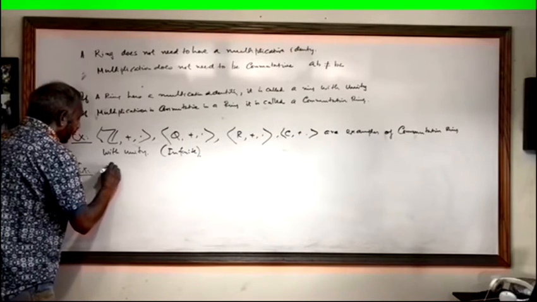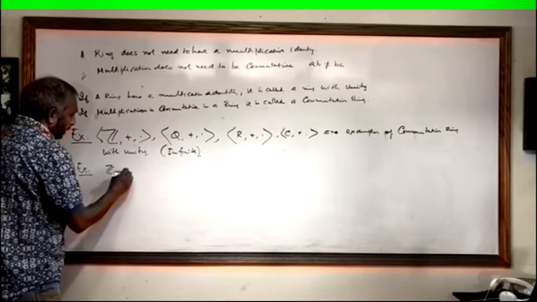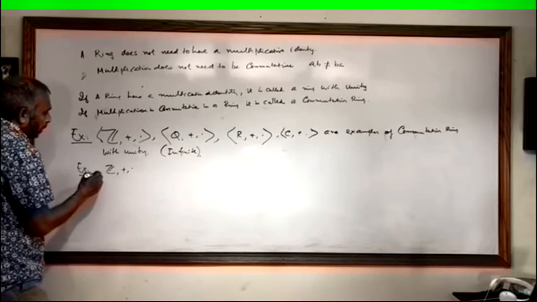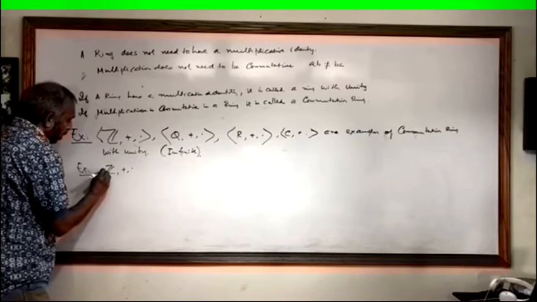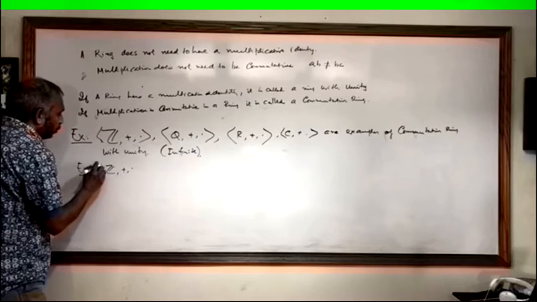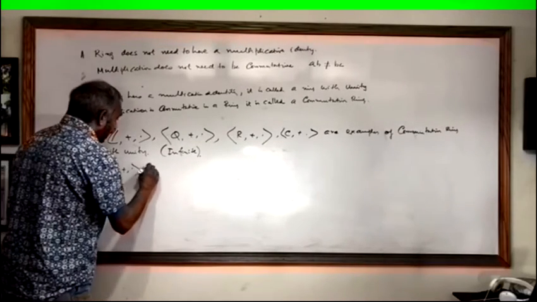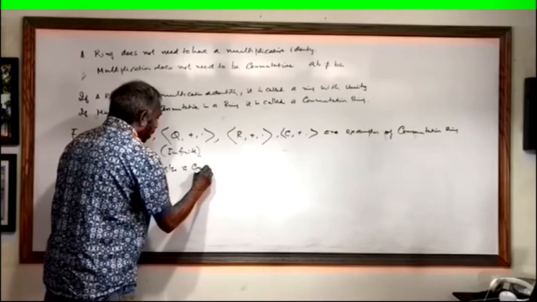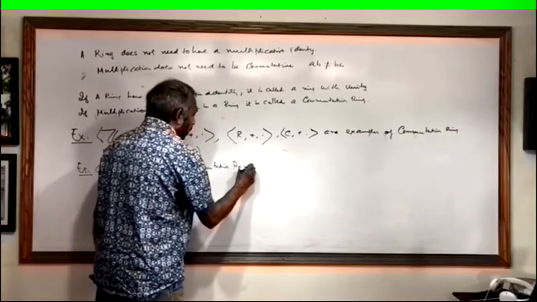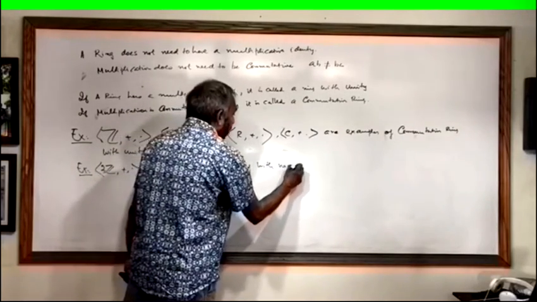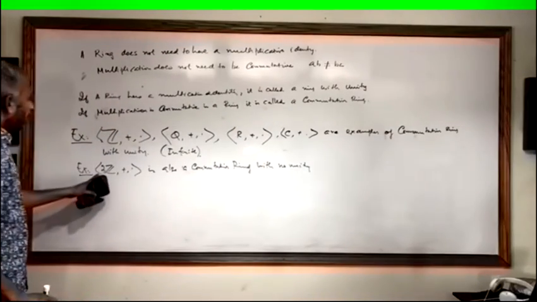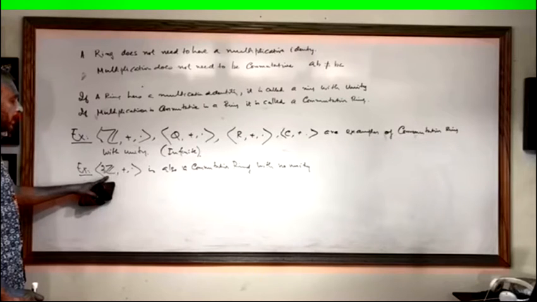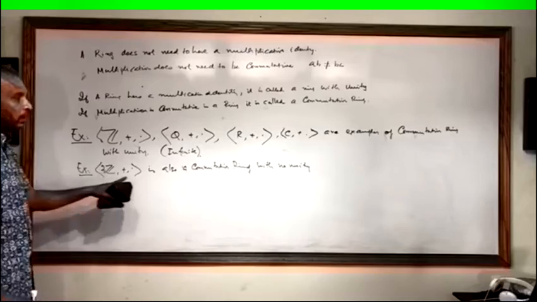Now Z with addition and multiplication is a commutative ring with unity, but if you take nZ, or let us say 2Z, it is also a commutative ring with no unity, because 1 does not belong here. All other ring properties are valid, but 2Z does not have unity.